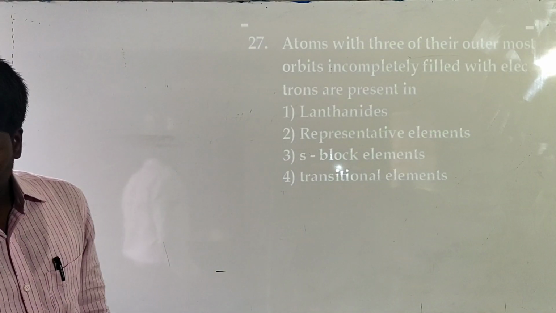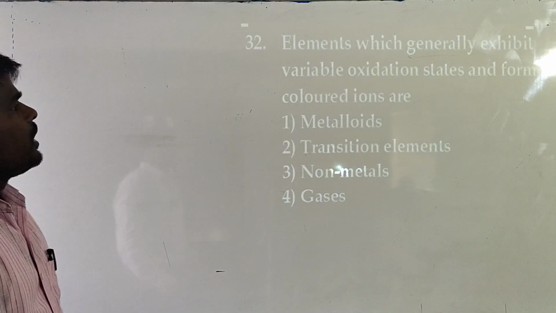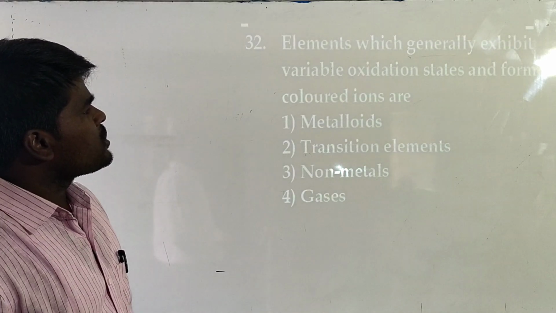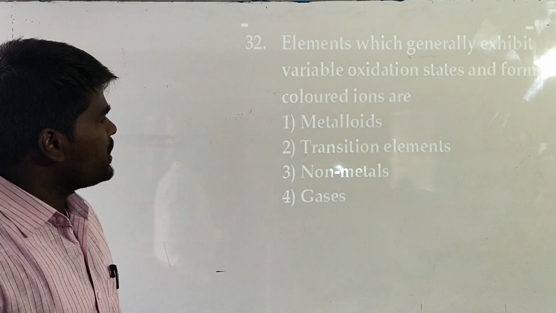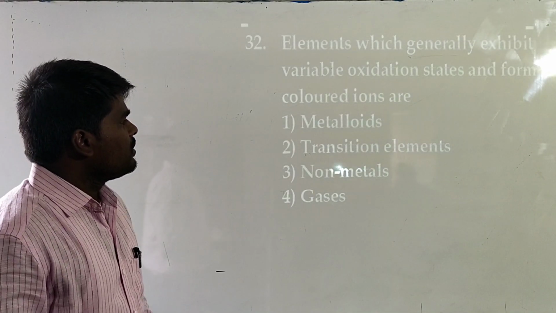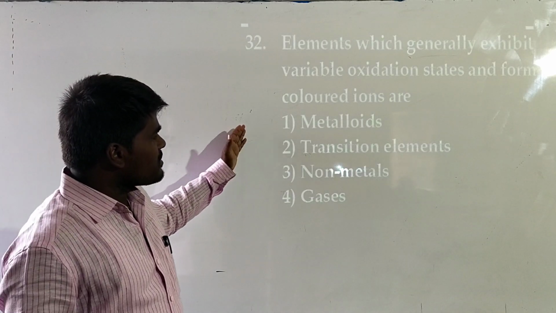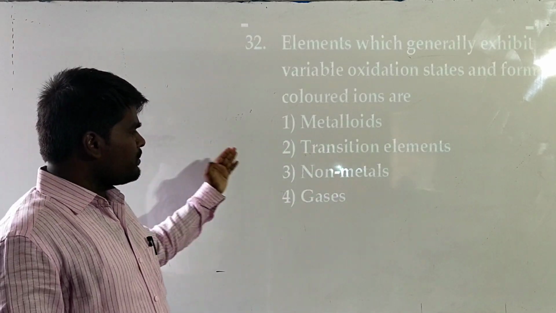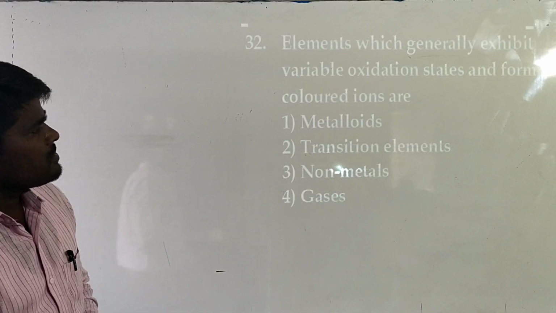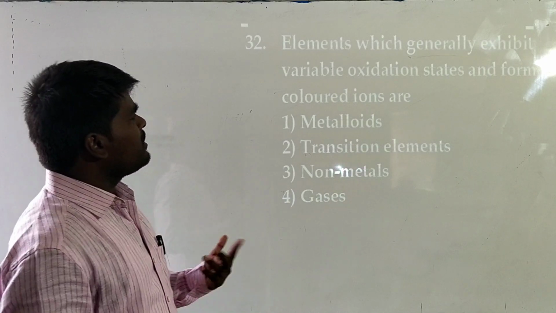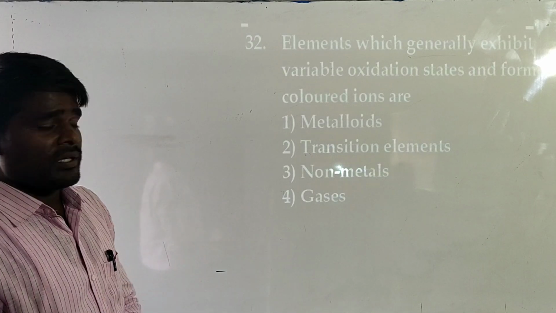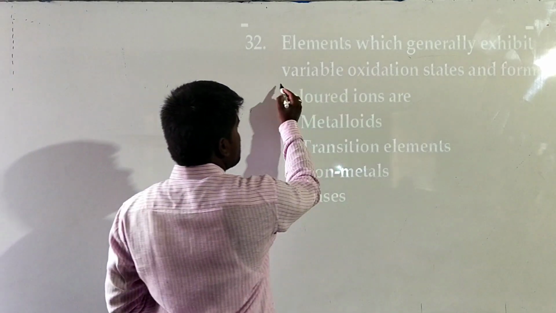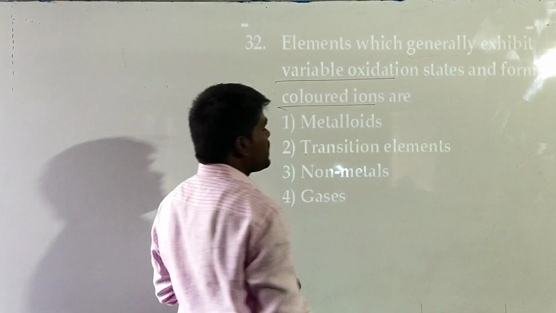Now let's move to the next question. Elements which generally exhibit variable oxidation state and form colored nature are. Right? Here we have the options: metalloids, transition elements, non-metals, gases. It's a simple direct question. Elements which generally exhibit variable oxidation states and form colored complexes. Here you need to insist on variable oxidation state as well as colored atoms.